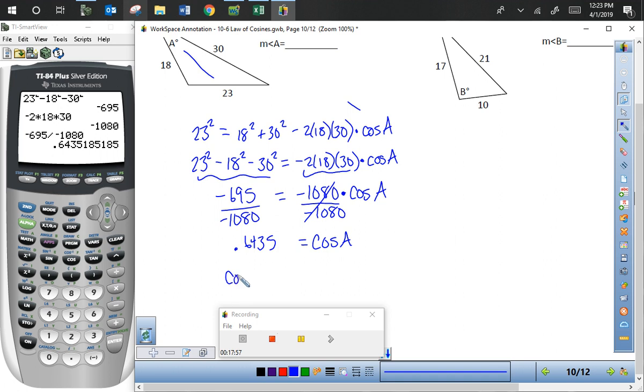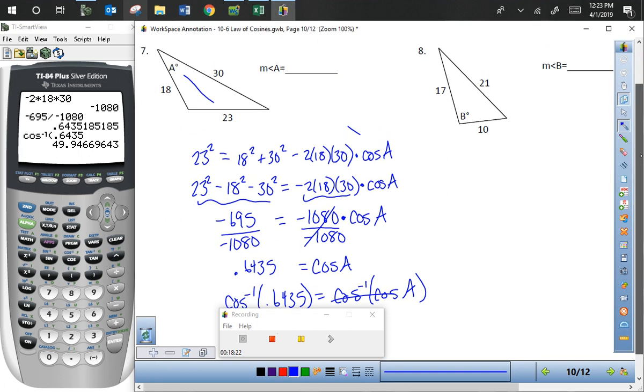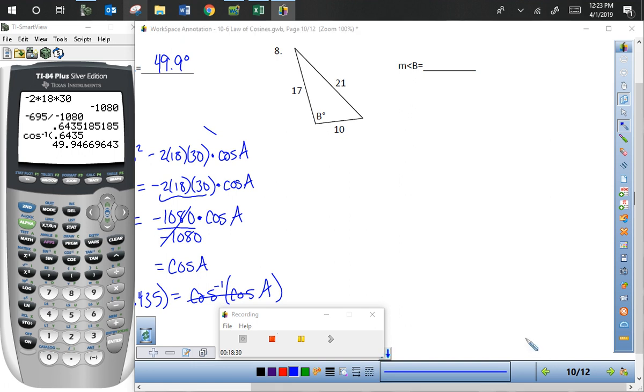Remember, we're taking the inverse cosine on both sides here. But on the right-hand side, we don't have to write this because they cancel to just be A. So inverse cosine 0.6435 gives us 49.9 degrees. Alright, that last one, number 8, is yours. Pause the video and get it taken care of for me, please.